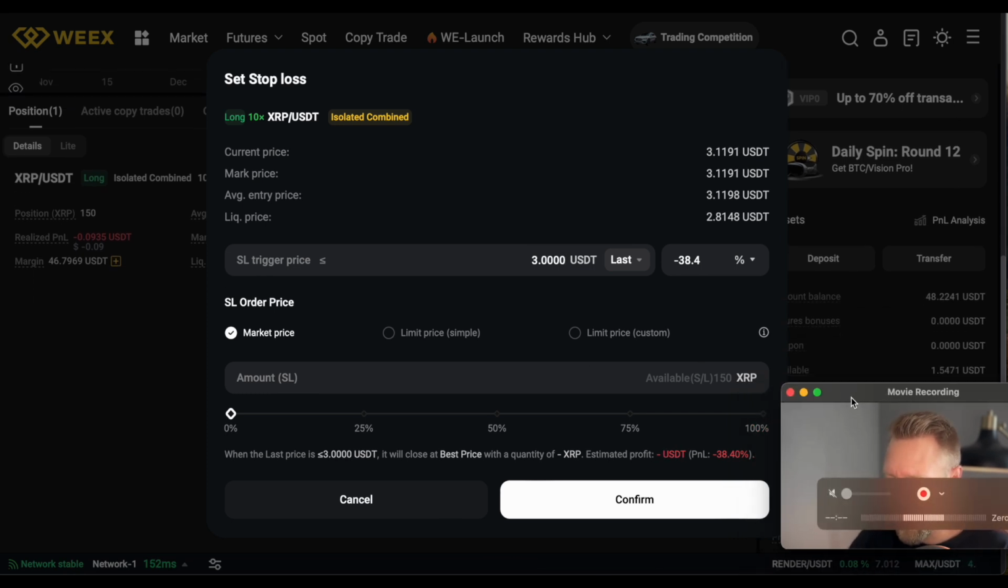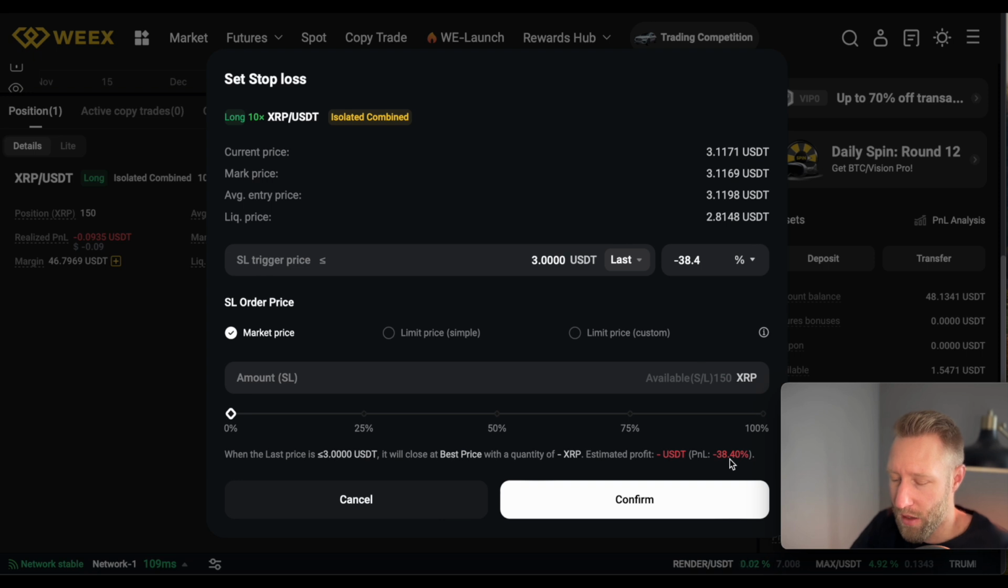And so with that being said here, we can see at the bottom, when the price hits $3, I will have a loss here of 38%. However, I still will have the remaining balance, right? I still will have 62% of the initial investment. And so I could go ahead and set that.